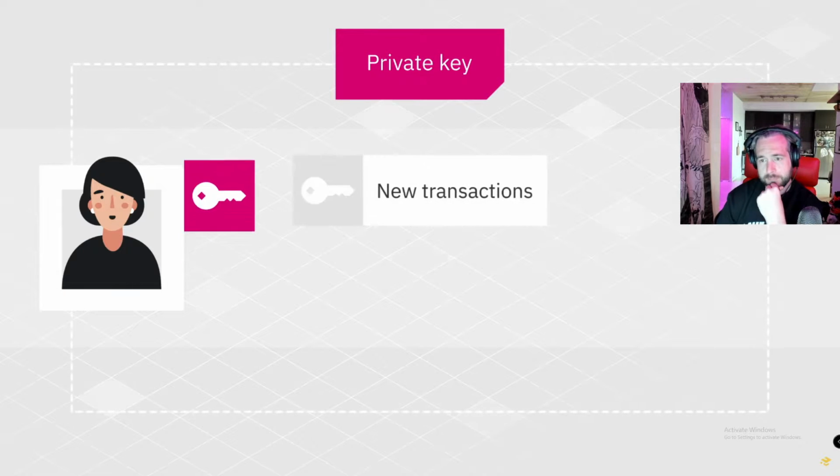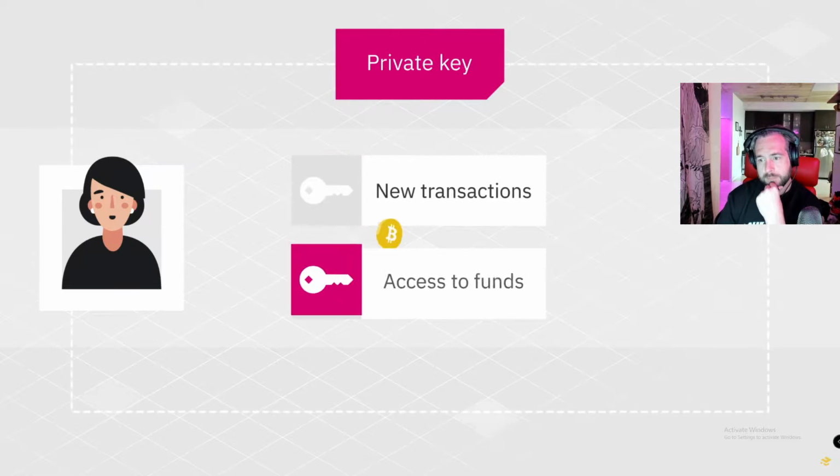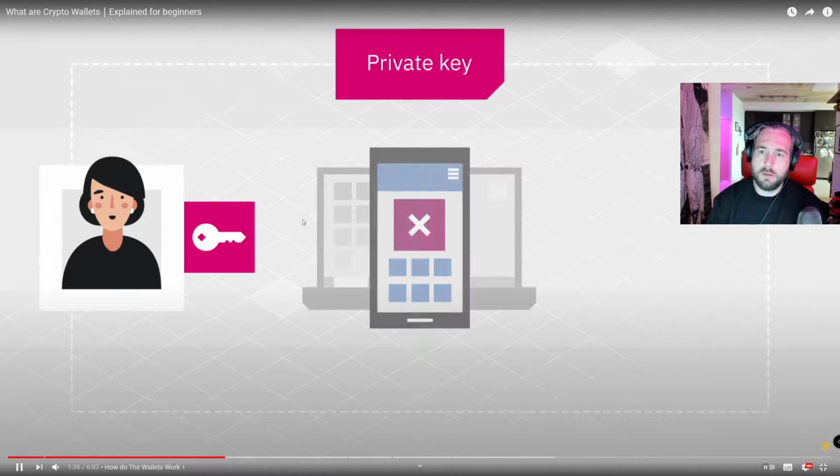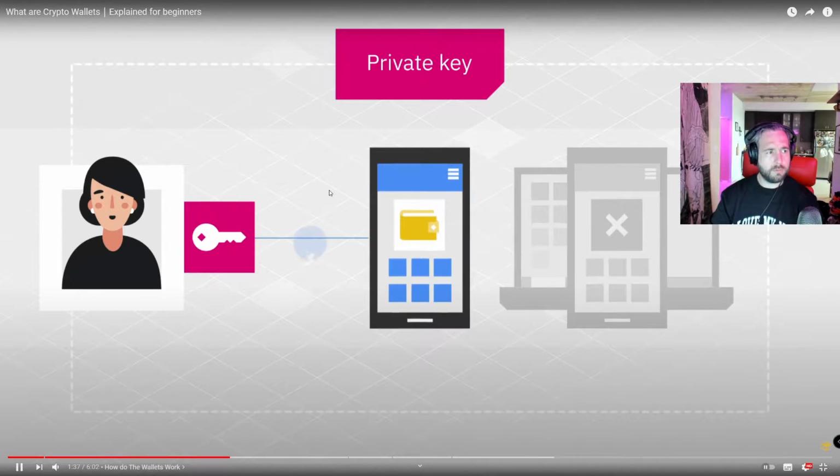The private key is used for signing new transactions and is what gives access to her funds. So even if Alice loses her computer or smartphone, she can use the private key to access her coin.